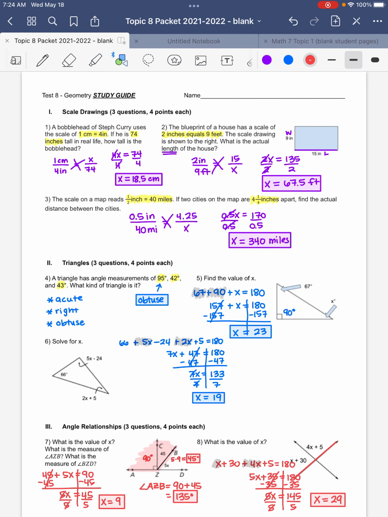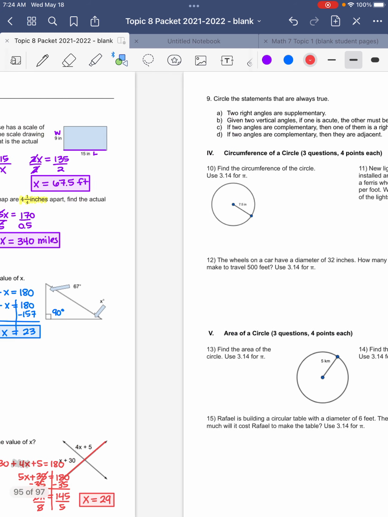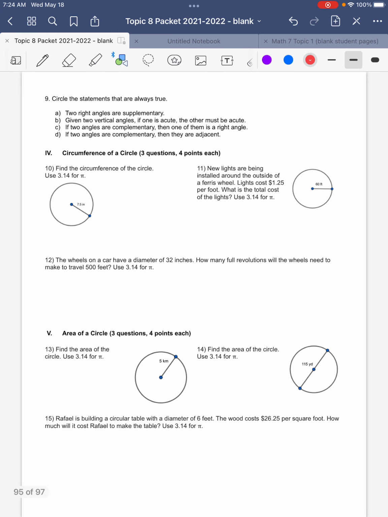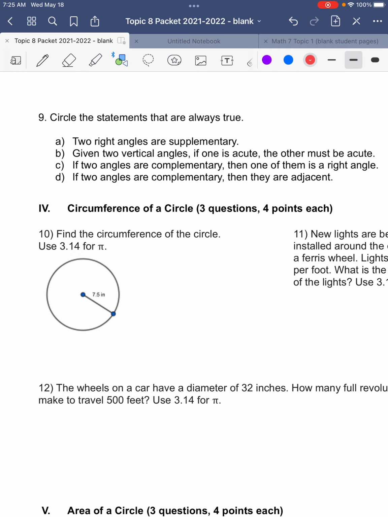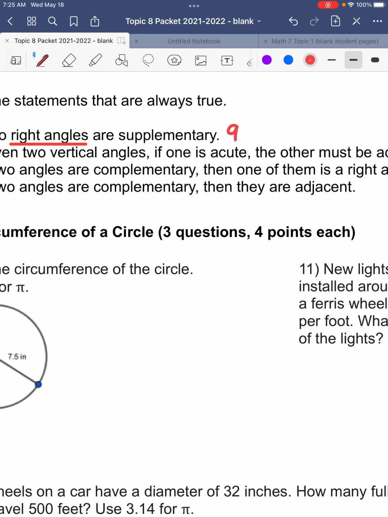Okay. Let's move on to the next page, number 9. Circle the statements that are always true. So I'm looking for what is true here. So let's start with A. 2 right angles are supplementary. Well, 2 right angles means that I have 2 angles that equal 90 degrees, right? So 90 plus 90 equals 180.